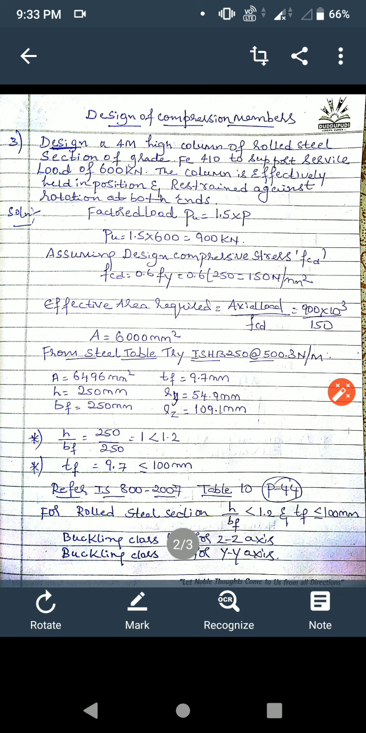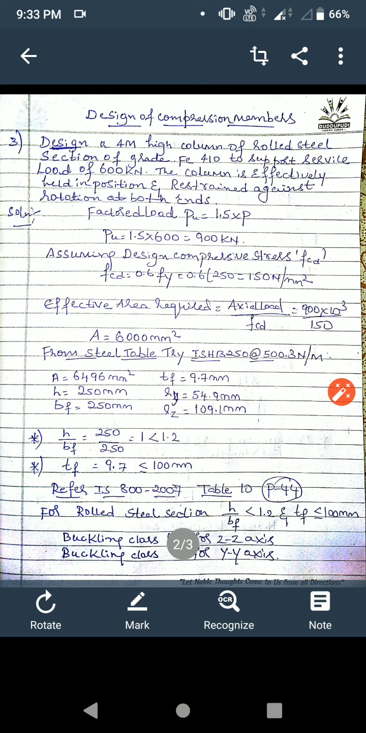So he has given a service load, so we have to convert to factored load, that is multiply by 1.5. So 1.5 into 600 we get 900 kN. Next thing is to assume the design compressive stress fcd. You can assume fcd as 0.6 times fy, where fy is 250. So the design compressive stress, 0.6 times fy, is 150 N/mm².